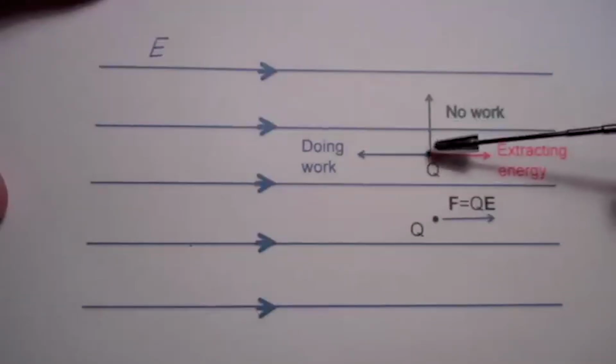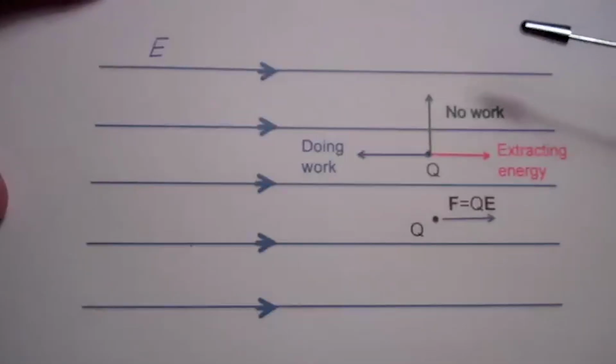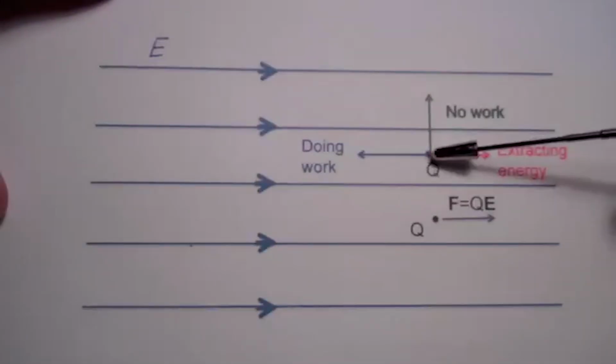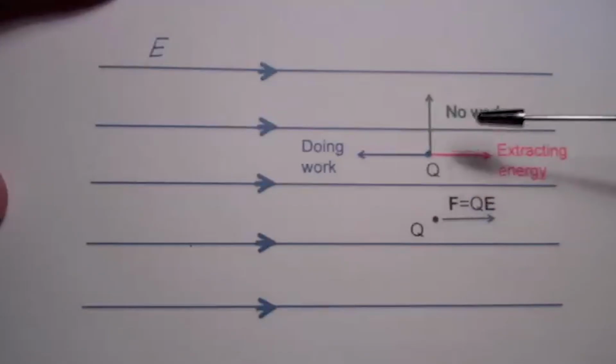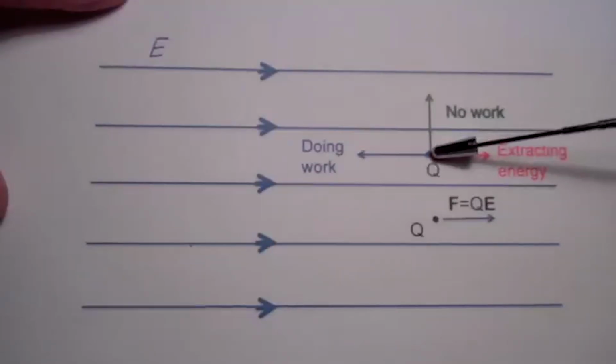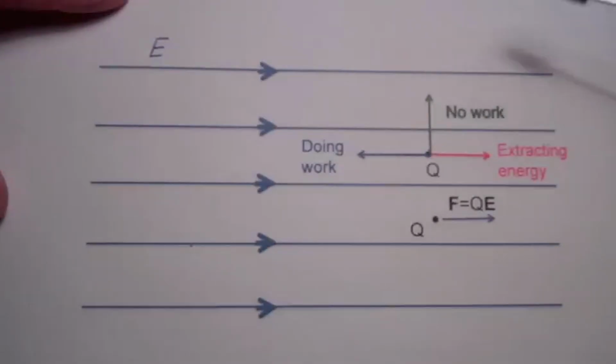Now if I take this charge Q and move it perpendicular to the electric field, it takes no force to move that charge because the force due to the electric field is at a right angle to the direction we're moving. So we're doing no work, so the potential energy is not changing for that charge Q. This would be like being on a hill and moving laterally. That is not changing your elevation. So there is no change in the gravitational potential energy.